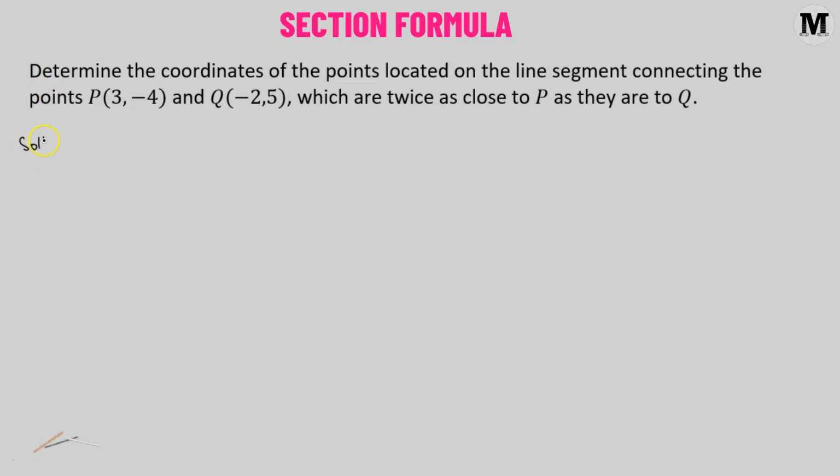Here we have a point P and its coordinates are (3, -4). And then we have another point Q with coordinates (-2, 5). Let's join the two points using a straight line. Now we are going to consider a point lying somewhere between P and Q, with coordinates (x, y). Our goal is to determine the coordinates of this point.